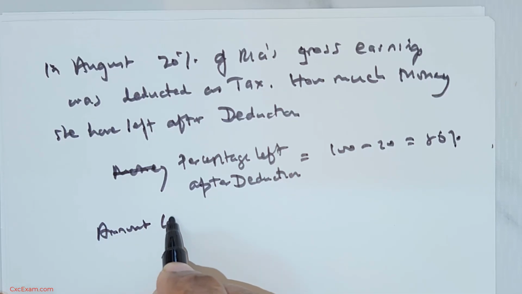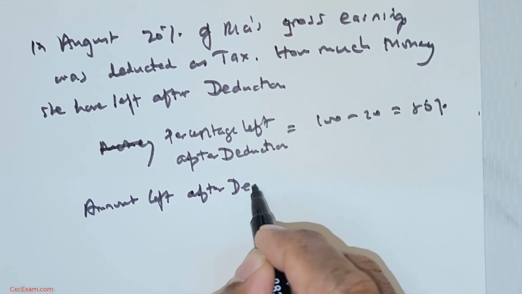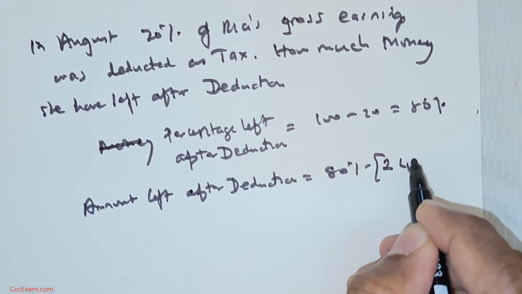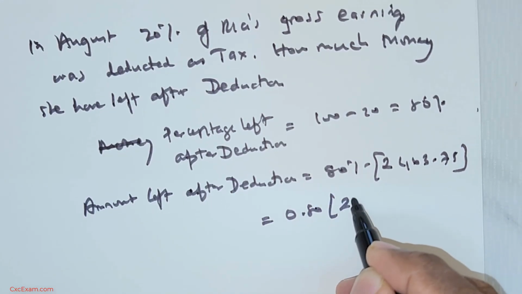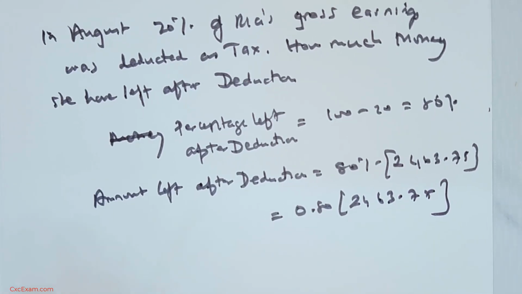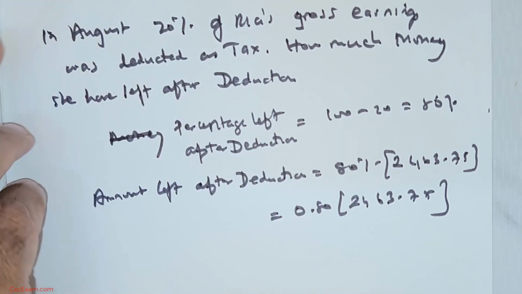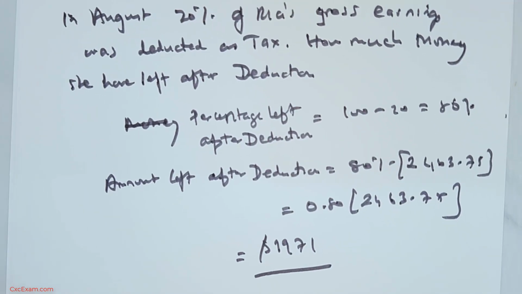Now amount left after deduction, this is going to be 80% of 2463.75, which is nothing but 0.80 times 2463.75. So you take a calculator and then 0.80 multiplied by 2463.75. What do you get? $1971 is the amount that she has after paying the tax.